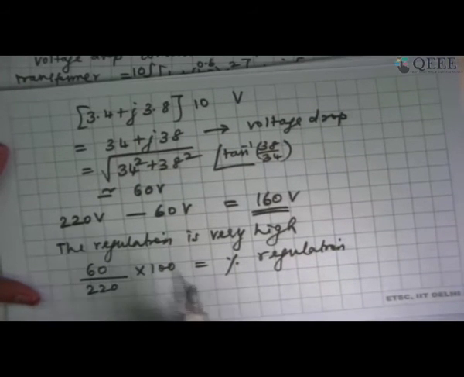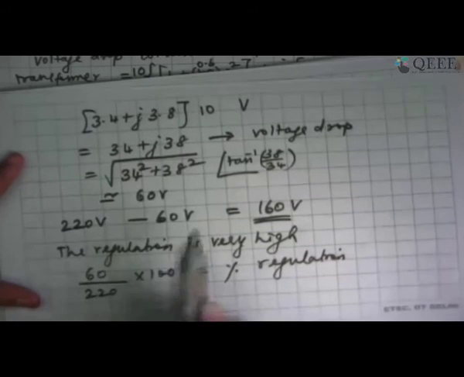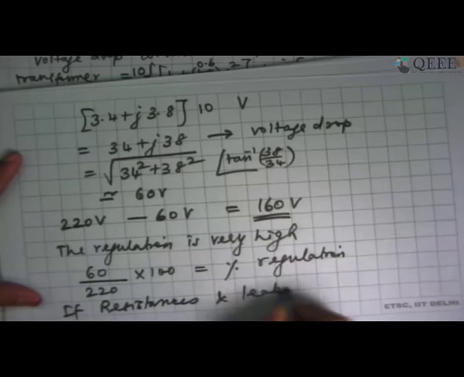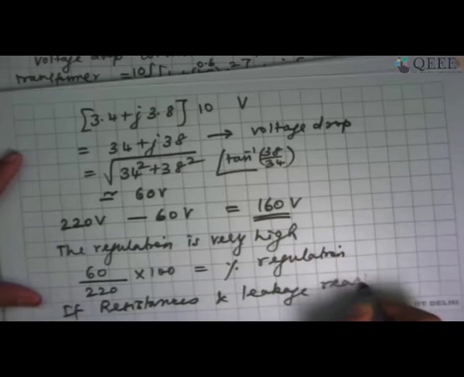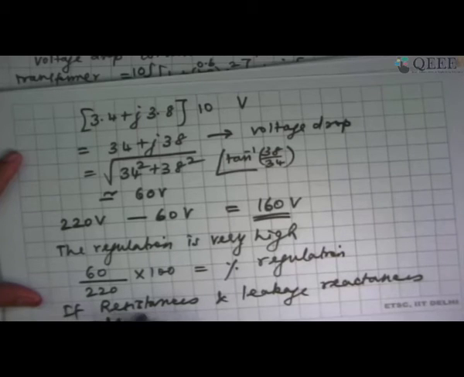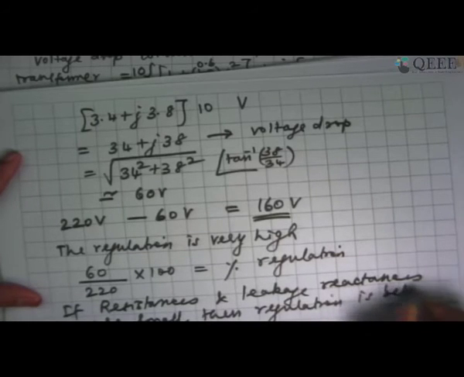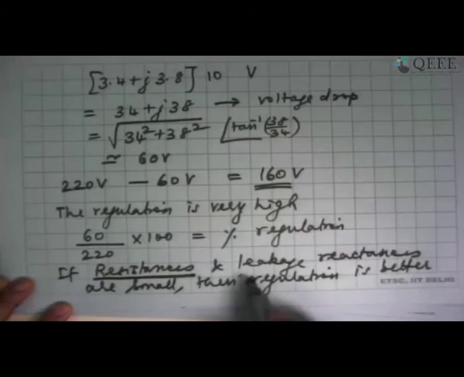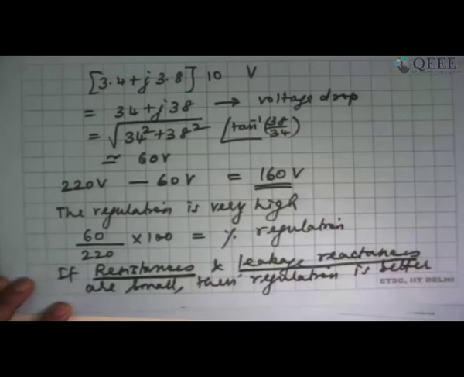A transformer which is good should have very small resistances. So if resistances and leakage reactances are small, then regulation is better for a transformer. So I should say the resistance will contribute to both regulation and efficiency, whereas leakage reactance will contribute mainly only to regulation. It will not contribute to efficiency at all.